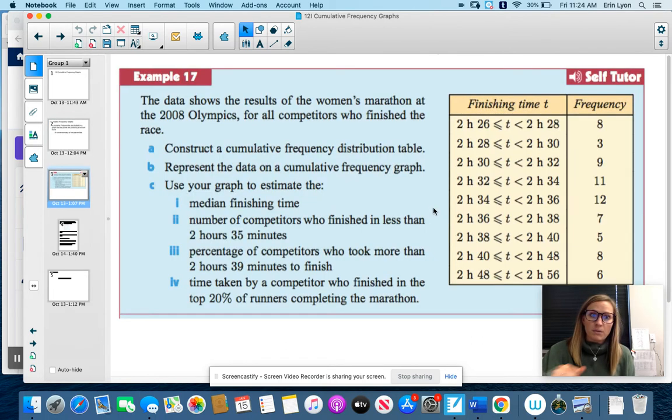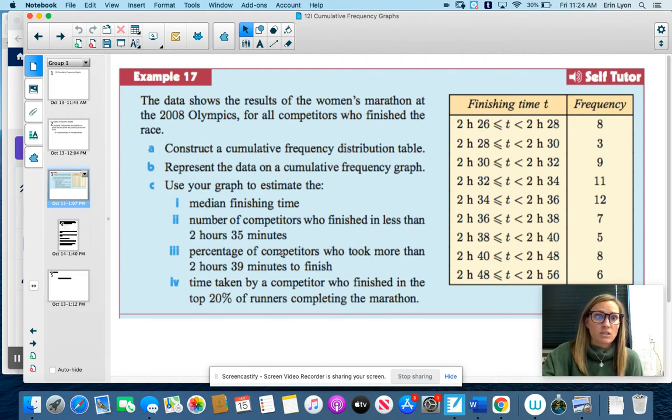So, our first example that we're going to do here, we have the women's marathon of the 2008 Olympics, and we have our finishing times and how many runners actually fell within that time. So between 2 hours and 26 minutes and 2 hours and 28 minutes, we had eight, et cetera. So the first thing it's asking us to do is construct a cumulative frequency distribution table.